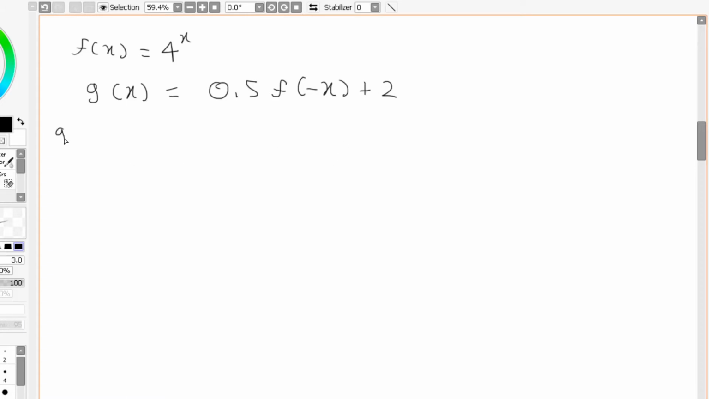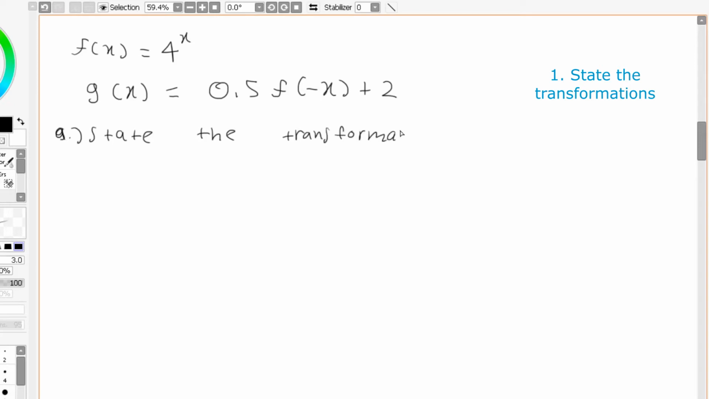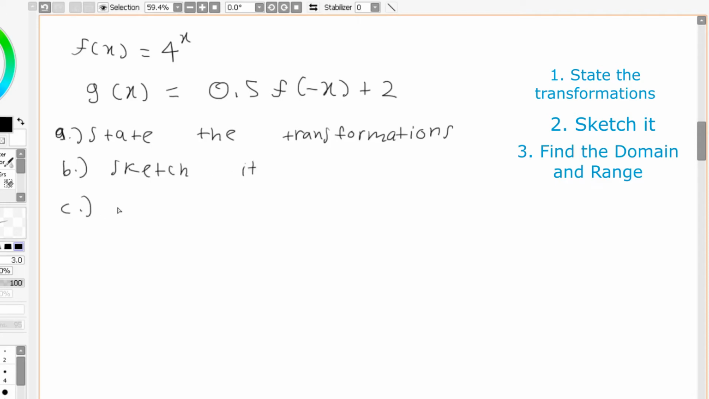There are some questions, which is first state the transformations. Then we have sketch it, and then get the domain and range.